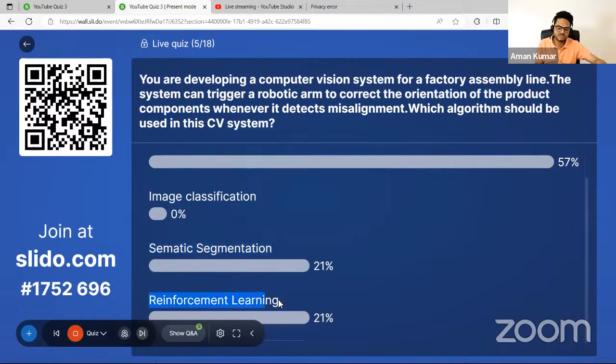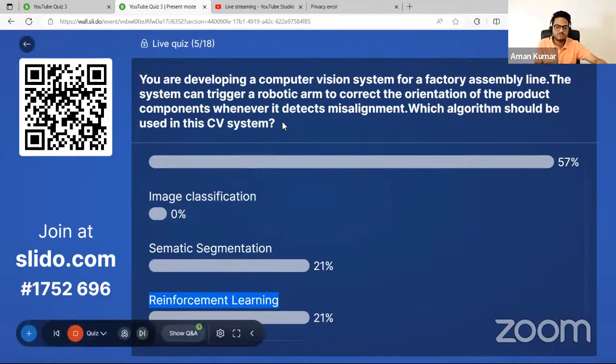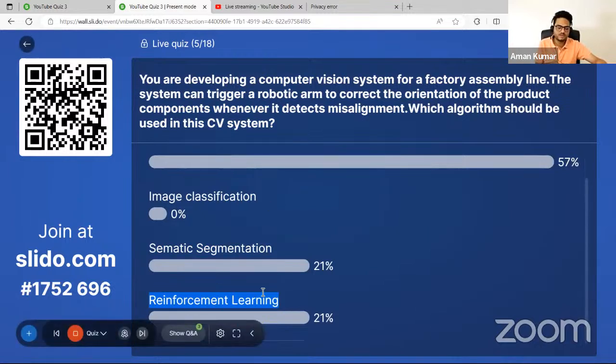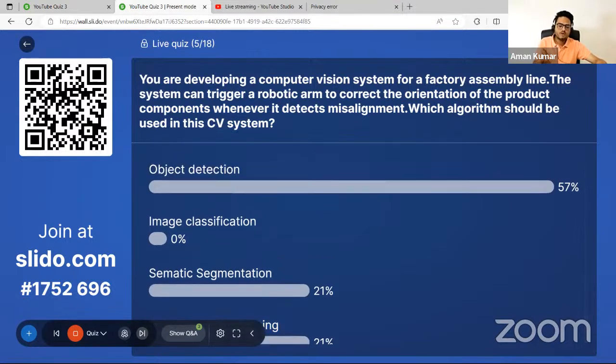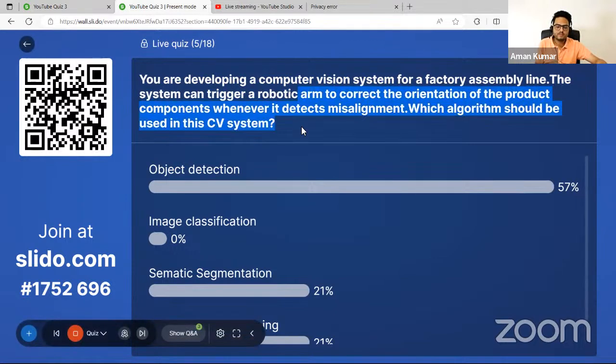Reinforcement learning is just a distractor, because reinforcement learning is all about a reward mechanism. You do something, you get a reward. There is no mention in this question of a system which is self-capable, or a reward-based system, or a movement-based system. There is no mention of those things, so this is just a distractor. So understand the difference between object detection, image classification, and semantic segmentation. If you understand it carefully, then you will know that in this type of scenario, semantic segmentation is what is more useful. So we have completed 5 questions, guys.